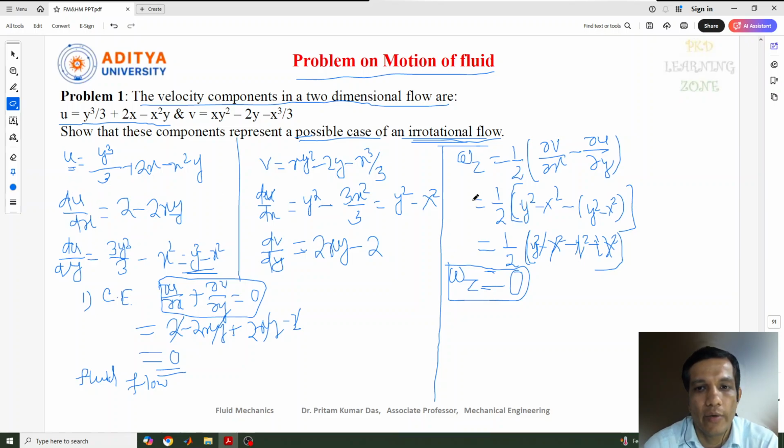I hope you understand how to solve the problem when it is related to the motion of fluid. You just need to remember the formulas of the rotational component and the continuity equation, and we need to know the derivatives of these things.